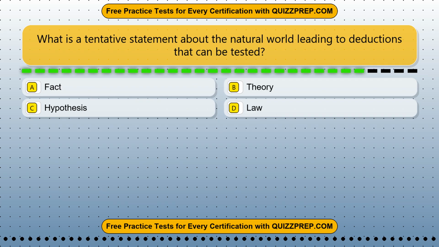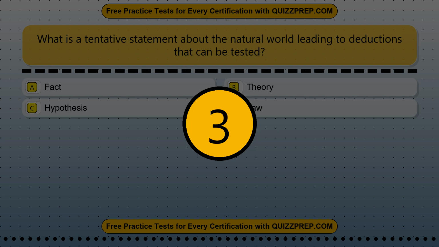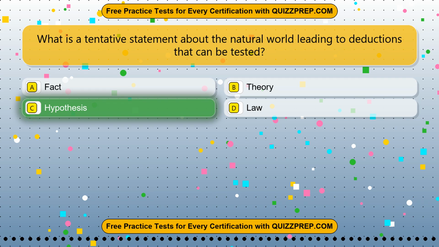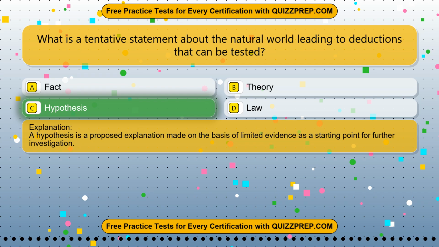Question 57. What is a tentative statement about the natural world leading to deductions that can be tested? Option A, fact. Option B, theory. Option C, hypothesis. Option D, law. The correct answer is option C, hypothesis. A hypothesis is a proposed explanation made on the basis of limited evidence as a starting point for further investigation.